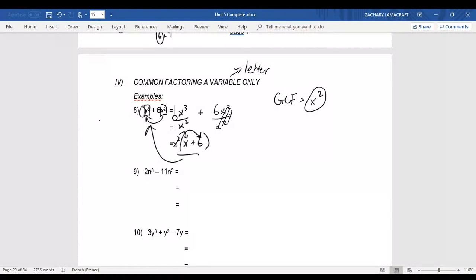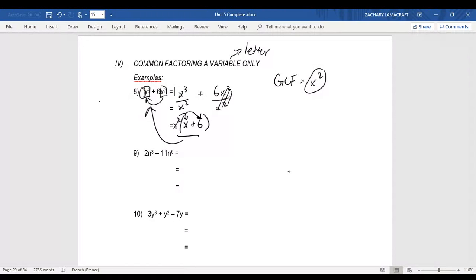Again, guys, this just takes a little bit of practice. The more you work at it, the more comfortable you'll get with it. Promise you. Okay, for our next one, since 2 and 11 aren't multiples of each other, we're going to deal with the variables only. So we have n to the 3 and n to the 5. Like I told you, n to the 3 can go into n to the 5, but n to the 5 cannot go into n to the 3. So therefore, our greatest common factor would be n to the 3.